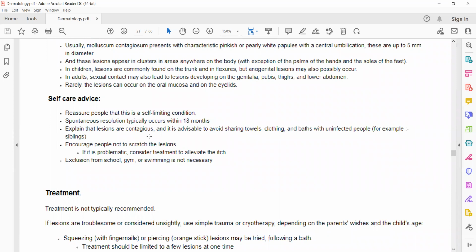There is no treatment usually required for molluscum contagiosum virus because it is a self-limiting condition. It typically resolves within 18 months. Explain to the patient that lesions are contagious, and he should avoid sharing towels, clothing, and baths with uninfected people.